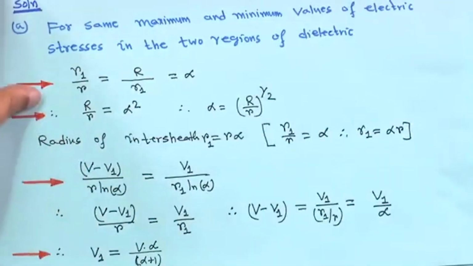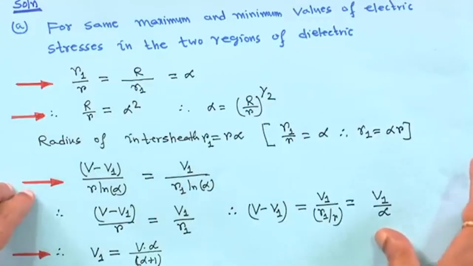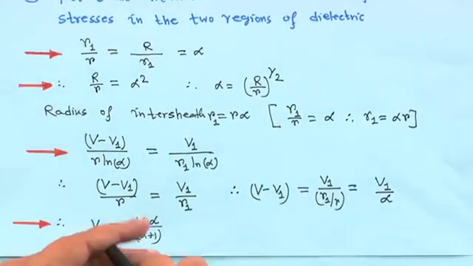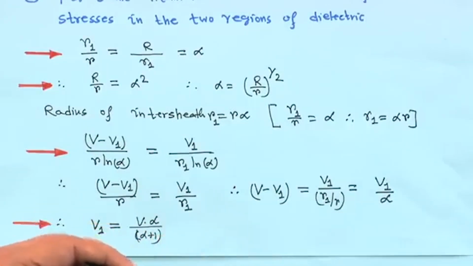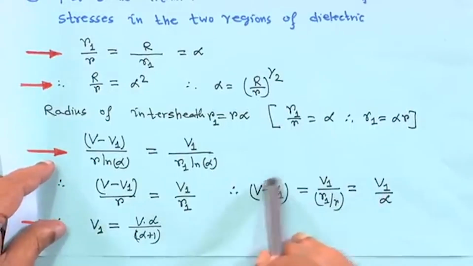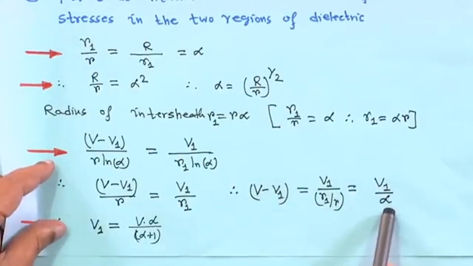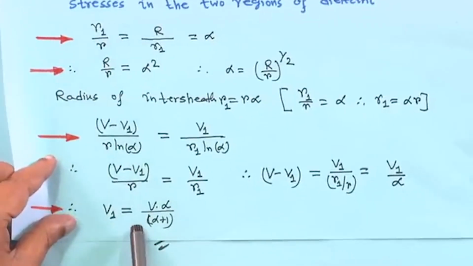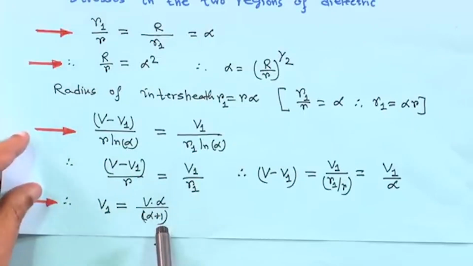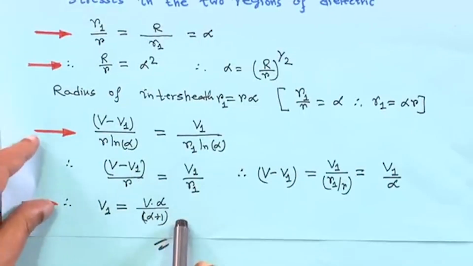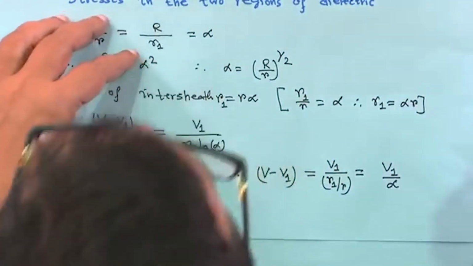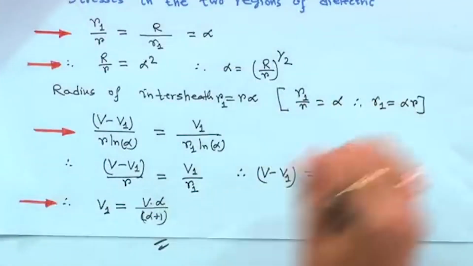Therefore, V1 is equal to... just hold on. Therefore, V minus V1 is equal to V1 upon alpha. From this only, V minus V1 is equal to V1 upon alpha. From that you can write V1 is equal to V into alpha upon alpha plus 1, right. This is the first condition you have to derive. So, this is V into alpha upon alpha plus 1, in terms of alpha.